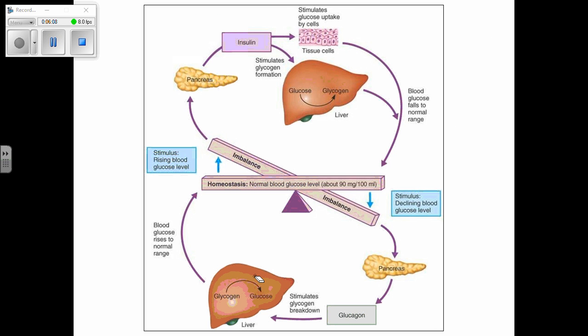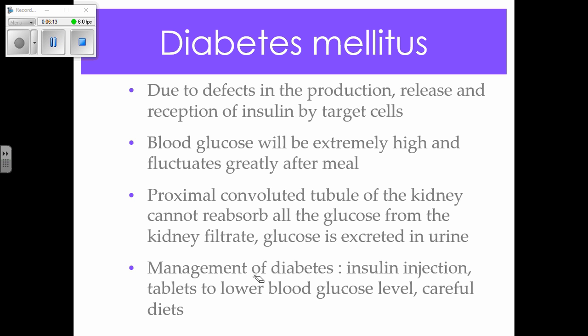Okay. So this is another diagram for that. Now, when we are talking about blood glucose level, we also have to talk about the main important issue here, which is called diabetes, diabetes mellitus. Diabetes mellitus can happen in many ways actually, and this is mainly because of defects in the production, release and reception of insulin by target cells.